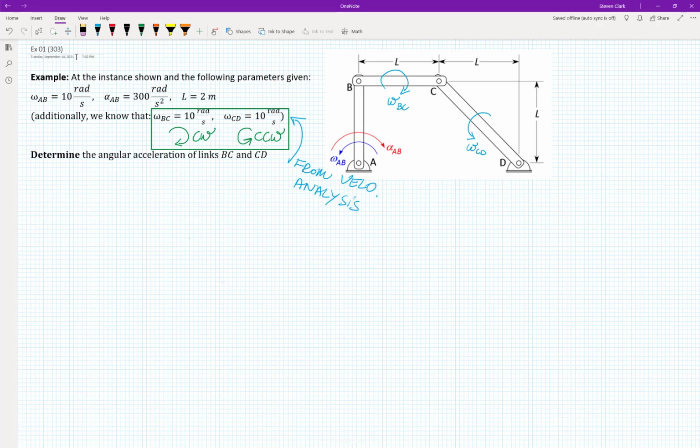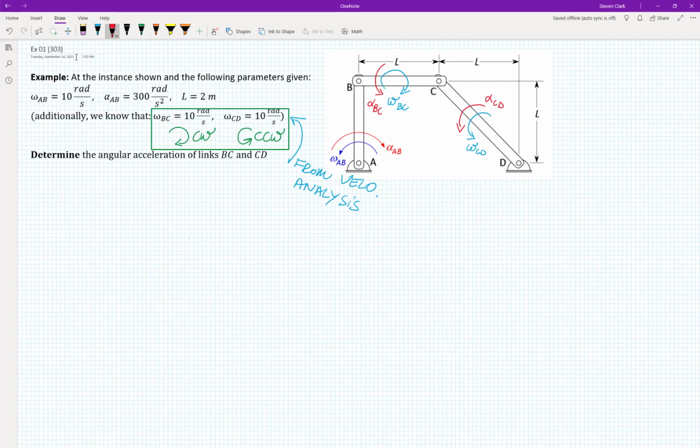I believe we know everything about its geometry because we know parameter L. L is 2 meters, plus the configuration of our system is presented in the picture. Additionally, they told us that omega and alpha of the AB segment are 10 radians per second and 300 radians per second squared, respectively. And they ask us to find alpha BC, and they also ask us to find alpha CD.